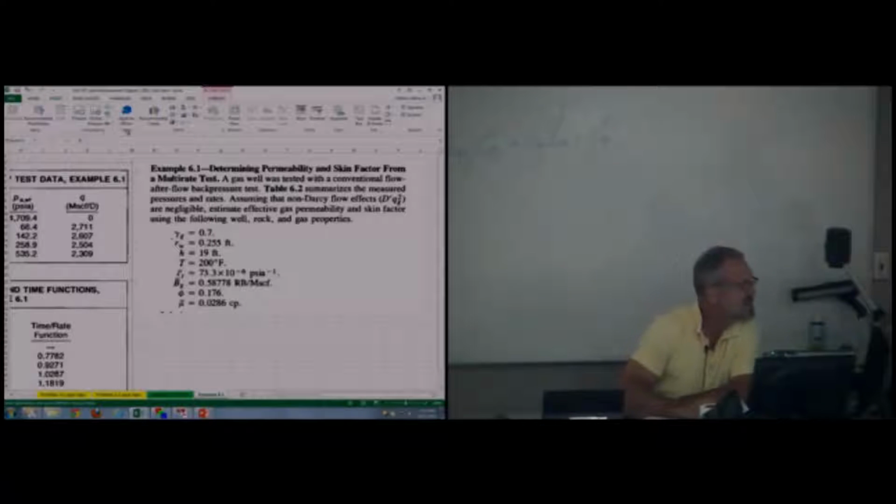Where's my shapes? I'm going to learn Office 2013 here soon. Where are my insert shapes? Here we are.